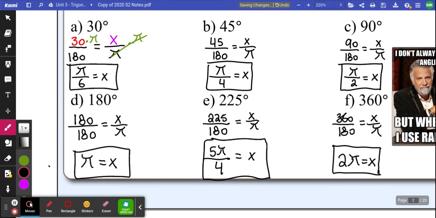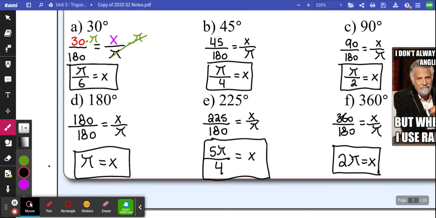Okay, so you should have all those up there. I showed you the first step and then the final answer. I didn't show all the multiplication and crossing out, but all I'm doing is multiplying pi to the other side and reducing that fraction. In your calculator, you can do it. Like 225 divided by 180, math frac is 5 over 4, so it's 5 pi over 4.